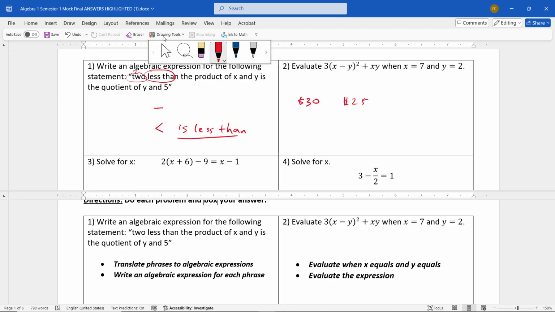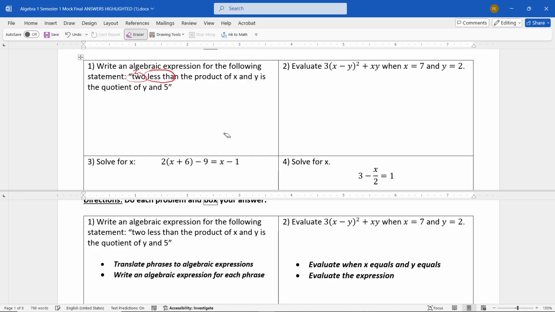Let me erase my writing here and let's continue translating the individual pieces of the sentence. So 2 is the number 2. Less than already means subtract. And so already I can start writing an expression. If it's 2 less than something, it's already something minus 2. What is 2 less than? This, here, I'll put it in blue: the product of x and y.